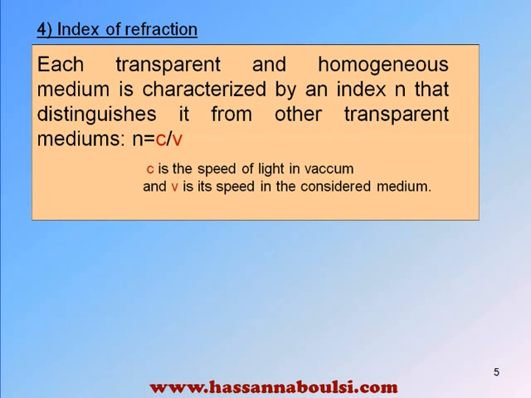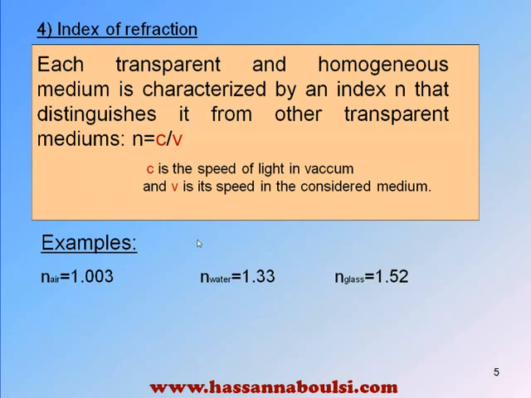Let's define now the index of refraction. Each transparent medium is characterized by an index of refraction, n, which is equal to c over v. C is the speed of light in vacuum, a constant, 3 × 10⁸ meters per second, and v is the speed of light in the considered medium. Then if you are going to find the index of refraction of water, for example, you have to use the speed of light in water, v.